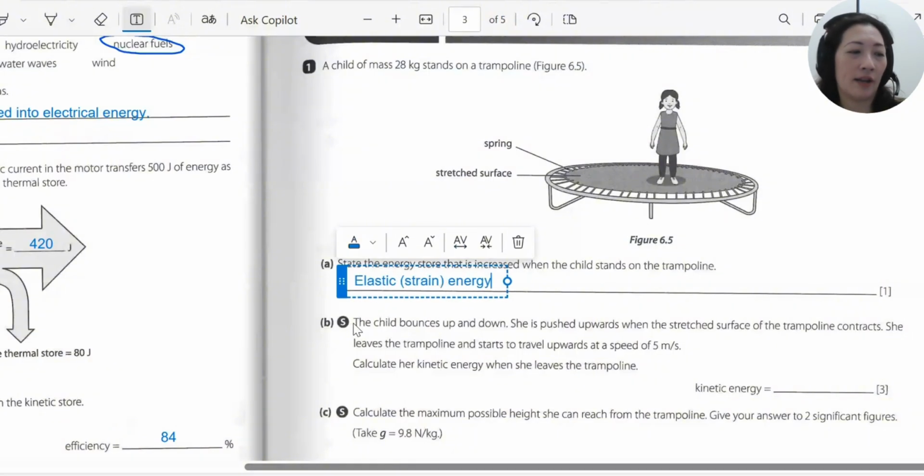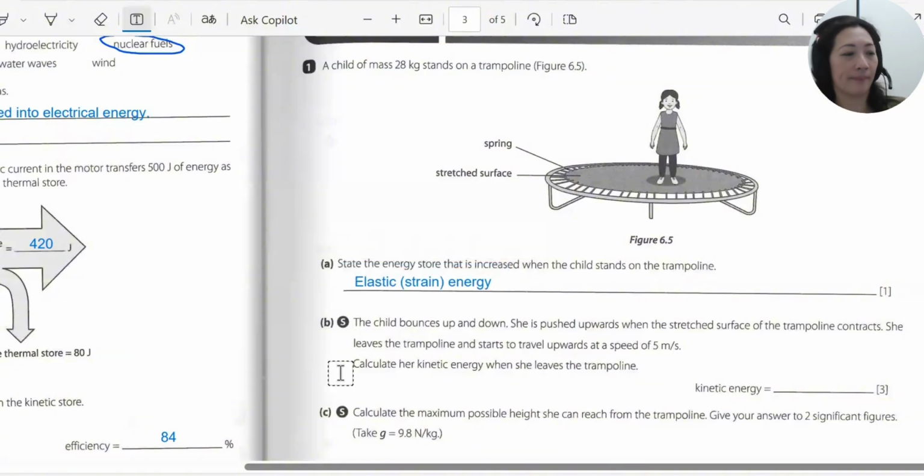You can call it strain energy as well. You don't have to write both. You can just write elastic energy only or strain energy. This bracket is just to indicate that that's the alternative answer. Okay, so the child bounces up and down. She's pushed upwards when the stretched surface of the trampoline contracts. When she leaves the trampoline and starts to travel upwards at a speed of 5 meters per second, like the arrow, calculate her kinetic energy when she leaves the trampoline.